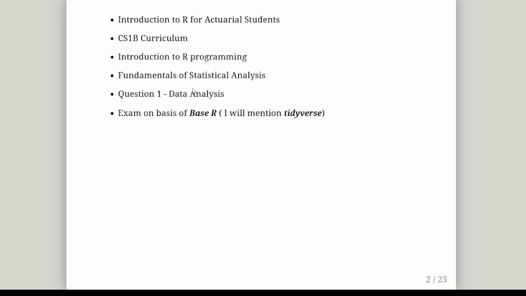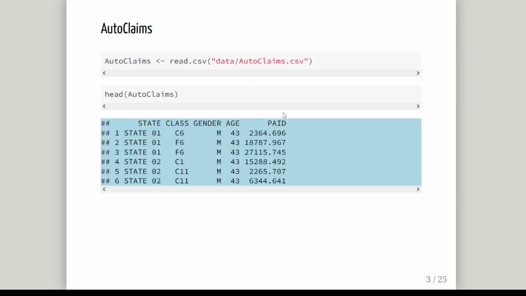And just as a quick remark, the whole thing is based on base R, so it doesn't use tidyverse. This is the rubric of the CS1B curriculum, so it's just core packages and a couple of statistical packages. So you wouldn't really use tidyverse as part of this curriculum, but I will mention it because it's good to know. Now, the entire playlist, or most of the playlist, revolves around a dataset called the AutoClaims dataset.